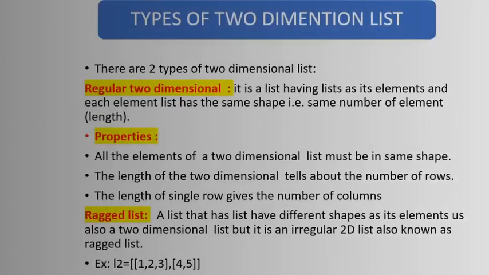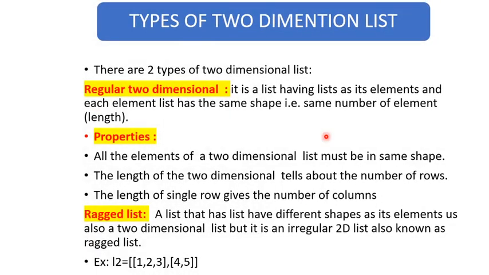Okay, now there are basically two types of list. One is the regular two-dimensional list. As we saw in our previous example, it was the regular two-dimensional list. What are the properties of a two-dimensional list? All of its elements must be of the same shape. You can see that every element has the same kind of sub element.